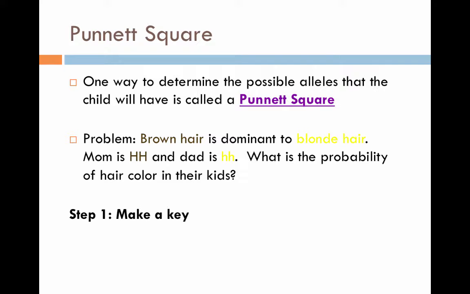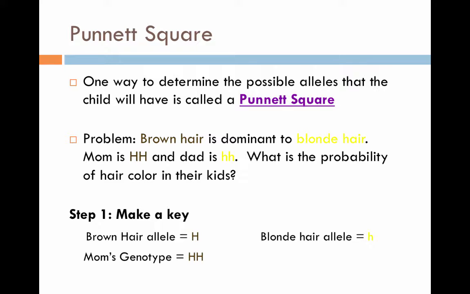Well, the first step in doing a Punnett square is you have to make a key. The MCAS, and myself included, will give you really long problems with lots of information. It's hard to figure out what's being asked. So you make a key before you start any of the problems. Here's my key. The big H represents the brown hair allele. The little h represents blonde hair allele. The mom's genotype, so her letters, are big H, and dad's genotype is little h. Notice I didn't figure anything out. I'm just rewriting the question so it's easier for me to understand.